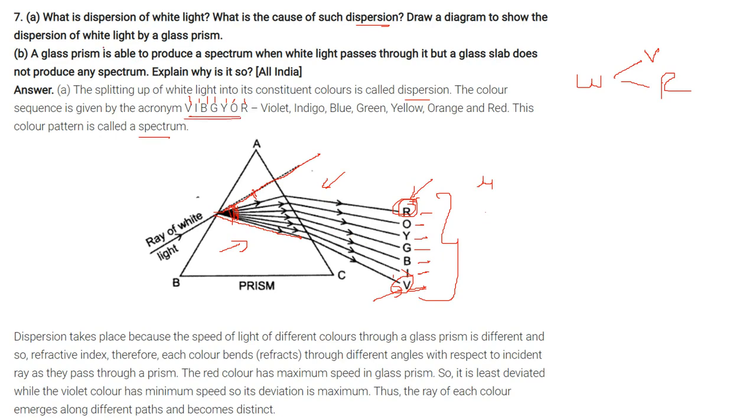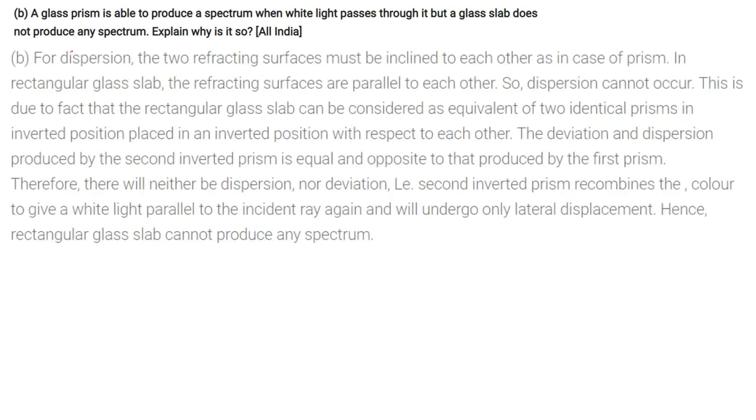Now, a glass prism is able to produce a spectrum when white light passes through it, but a glass slab does not produce any spectrum. Explain why it is so. The prism does produce the spectrum. Why doesn't the glass slab?